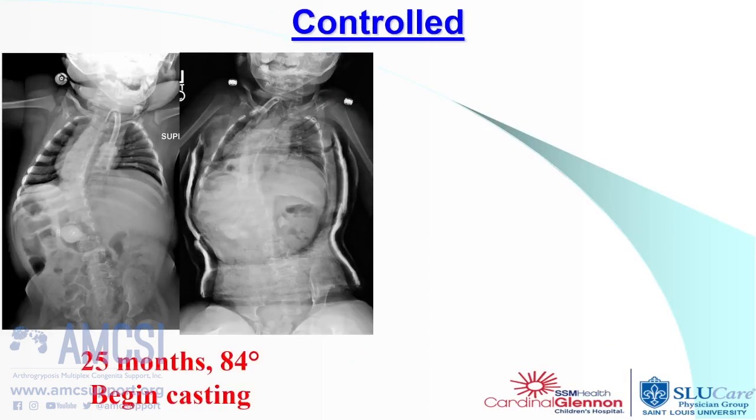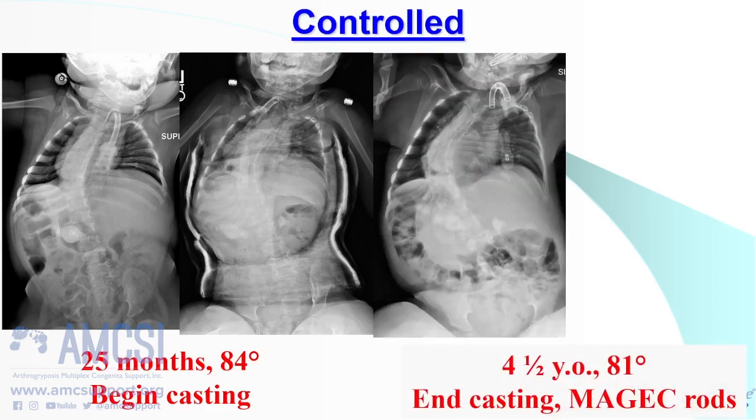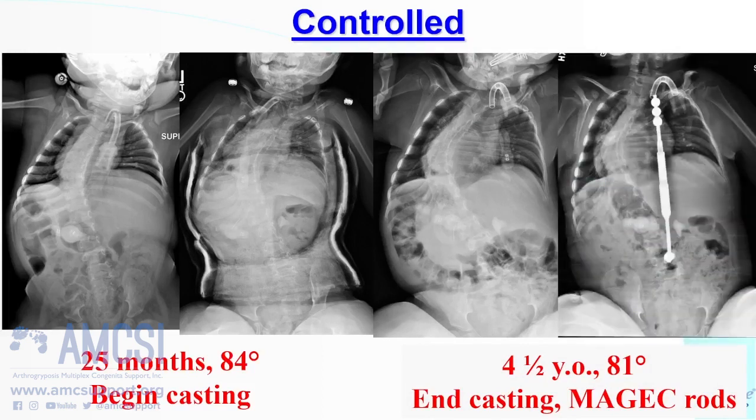And then this is a controlled curve. So it's an 84-degree curve. That's one that we know we're going to have to do surgery on. That's way above 50 degrees. There's no way we're going to be able to make that much smaller. But we were able to at least keep it in the 80-degree range for several years before we went on to having to do something surgical, which in this case was this expandable rod.